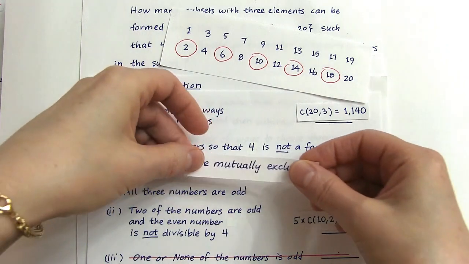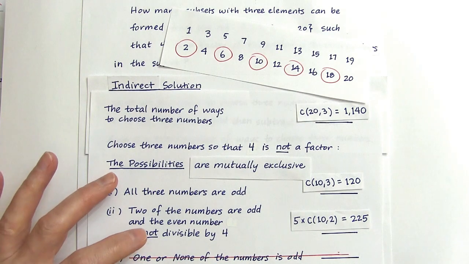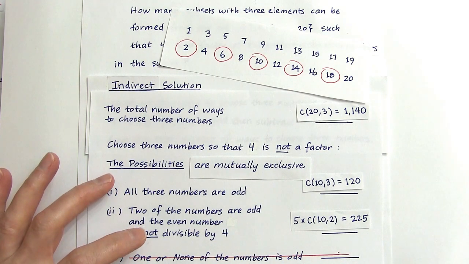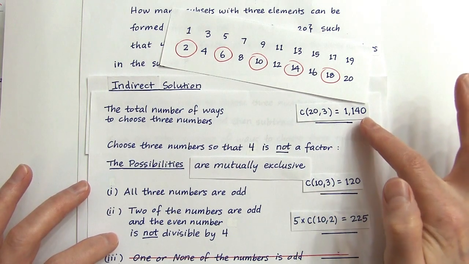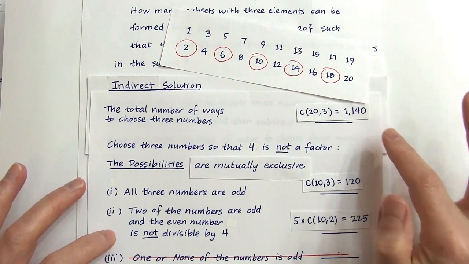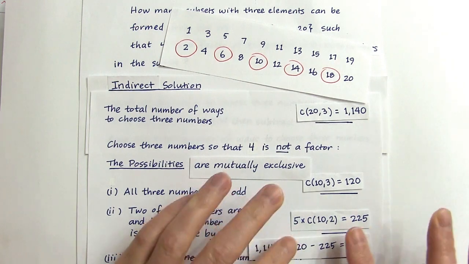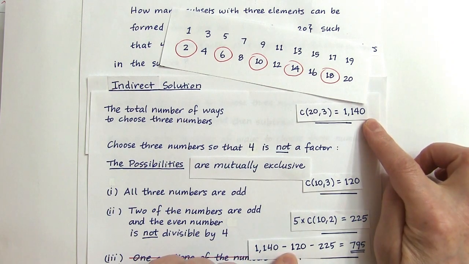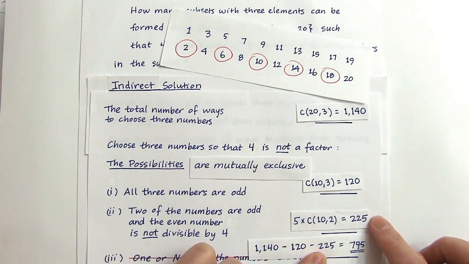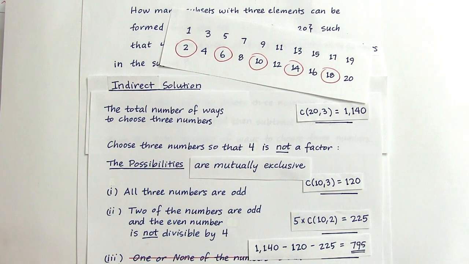Again, these two possibilities are mutually exclusive, which means none of the sets we've counted here got counted more than once. And so these possibilities add, and then I take this sum and subtract it from the total of 1,140, and so my answer is 1,140 minus 120 minus 225, which is 795, which is the same answer that I got using the direct method.